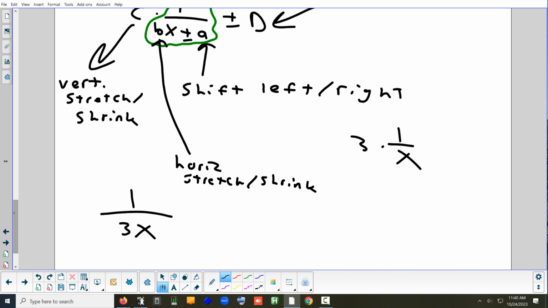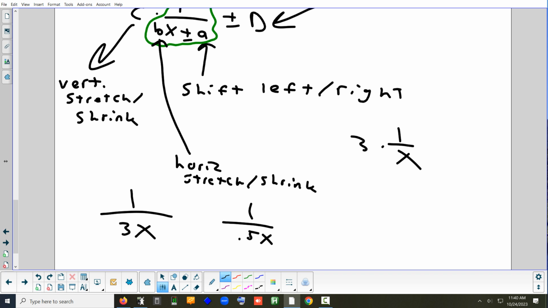It's the same result. With 0.5x, you would say stretch by a half. So the bigger the number, the more compressed it gets. The smaller the number, the more stretched it gets. So in that case, that would be a horizontal stretch by 0.5, or by 1/0.5, which is 2. This is going to double the width.